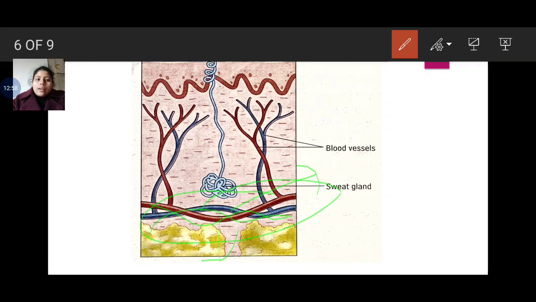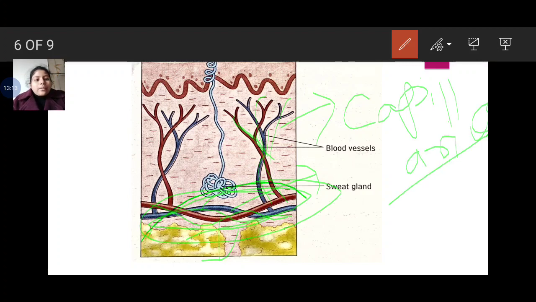From these main channels, there are fine sub-channels that branch further, which are known as capillaries. These are thinner in comparison to the main artery and veins. Now, what happens over here? These capillaries carry the blood dissolved with the excess of salt and urea, and they enter where? Into the sweat gland, where the things are given out.